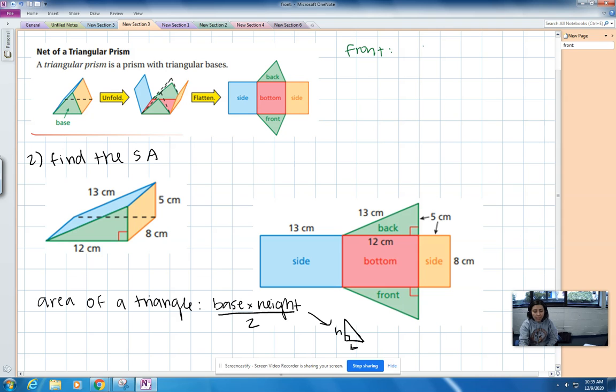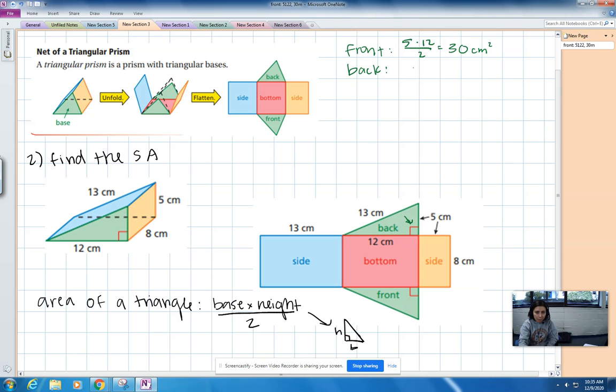Since this is a triangle, I'm going to do base times height and then divide that by 2. Remember, to find the base and height, look for your little right angle symbol. I see it right there. The 2 sides that form this right angle are 5 centimeters and 12 centimeters. So those are my base and height. 5 times 12, all divided by 2. If I type that into my handy dandy calculator, I would get 30 centimeters squared.